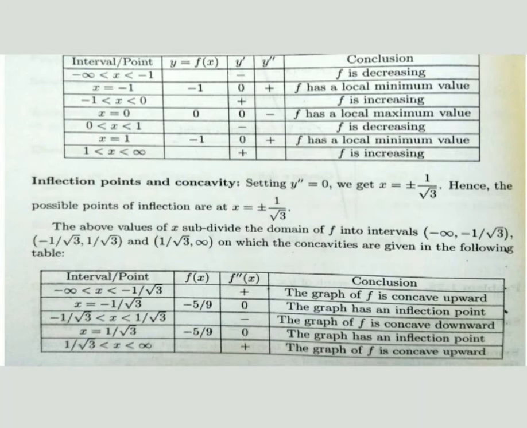In the first interval f double dash of x is positive, graph of f is concave upward. Suppose x is equal to minus 1 by root 3. So what will we obtain? f of x, substitute that x value, we will obtain minus 5 by 9 and f double dash of x is 0. Next, in the interval minus 1 by root 3 to plus 1 by root 3, f double dash is negative, f is concave downward. At x is equal to 1 by root 3, f of x is negative 5 by 9. So the graph has an inflection point. Next, in the last interval we will obtain f is concave downward.